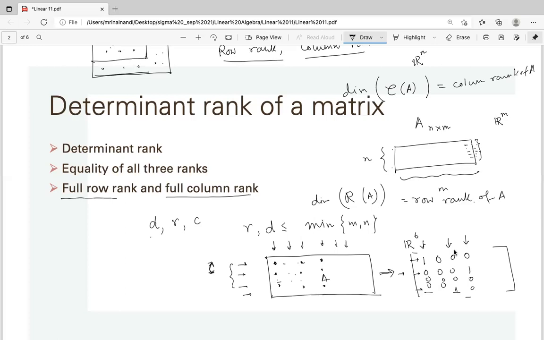So if there are 4 non-zero rows, that means each row must have a leading one. We know that all the non-zero rows have the leading one. 4 independent rows means it can't have a 0 row. If there is a null vector, it can't form an independent set of vectors. It can't be a member of an independent set of vectors. If the 4 rows are independent, then these 4 rows must be non-zero.